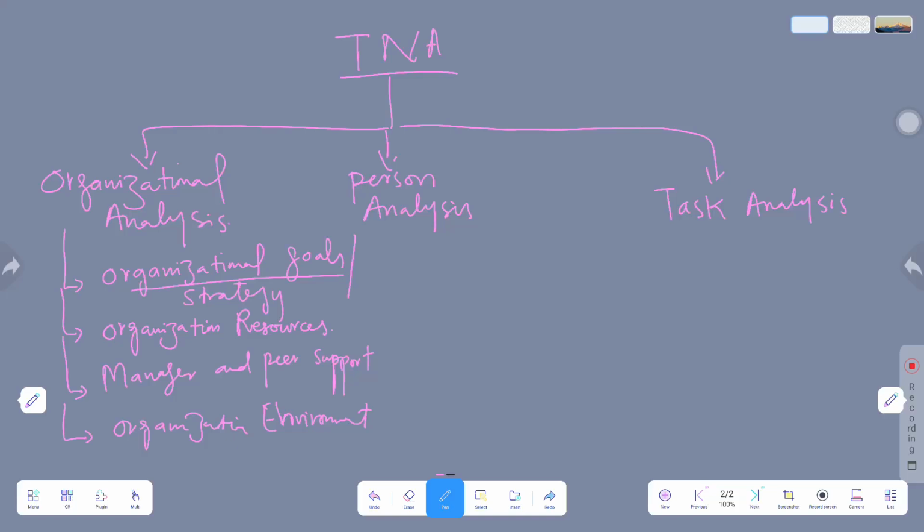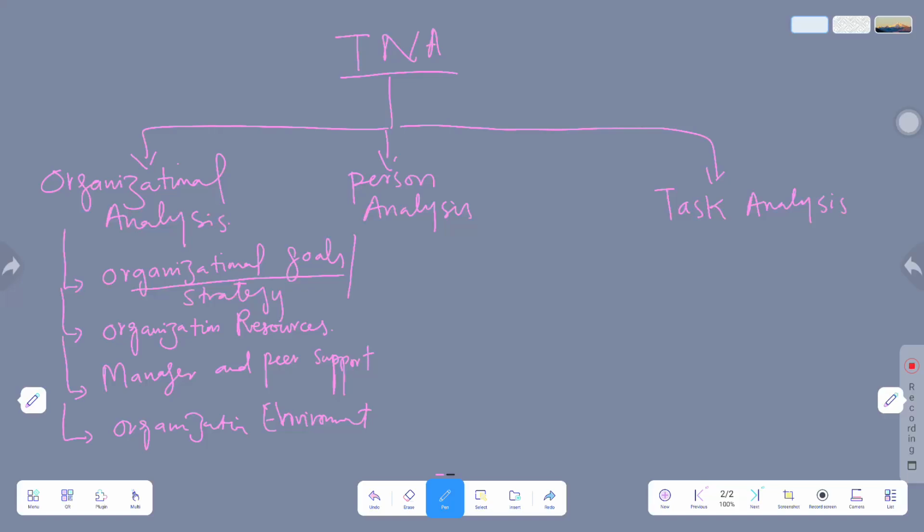So, number one is organization analysis. In organization analysis, there are four activities: organization goals or strategy, organization resources, then manager and peer support, and then organization environment.